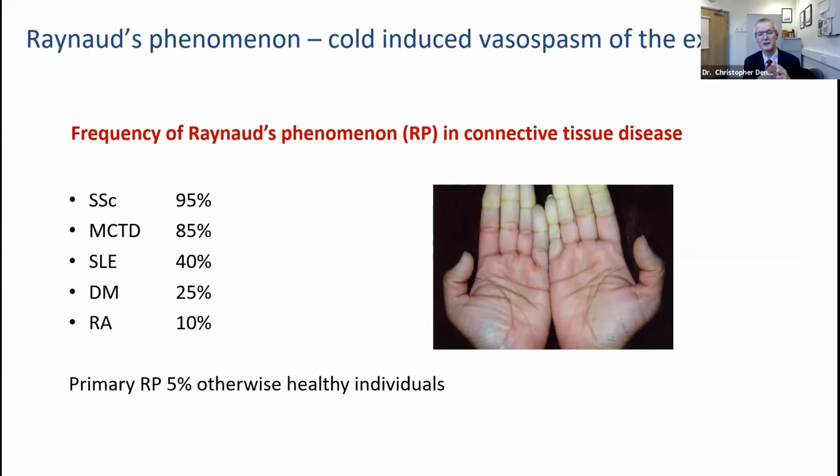Mixed connective tissue disease, also very high frequency. Lupus maybe a little bit less, and perhaps less common in patients with pure idiopathic inflammatory myopathy. Once you get down to diseases such as rheumatoid arthritis, there's some debate as to whether this is truly associated with Raynaud's phenomenon, because the frequency in a female predominant disease is not that different from the frequency of Raynaud's in the otherwise healthy population.